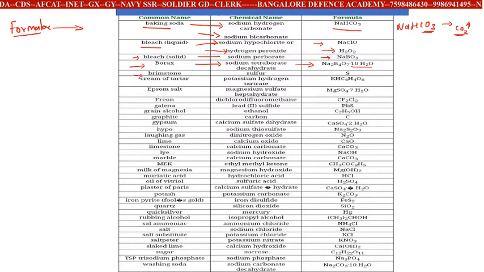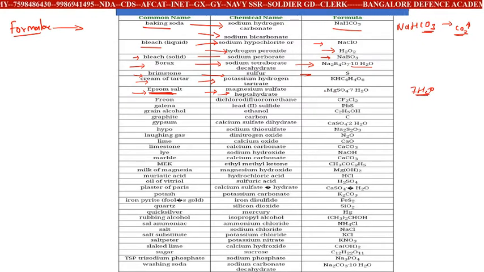Next you have brimstone. It is nothing but sulfur, S. This kind of question they may ask in your examination. Brimstone, the common name of sulfur, is denoted as S. Next, cream of tartar. Its chemical name is potassium hydrogen tartrate, KHC4H4O6. This is one of the important chemical formulas. Next you have Epsom salt, very important. Epsom salt, magnesium sulfate heptahydrate. Hepta means seven, hydrate means water. That's the reason you have 7H2O.